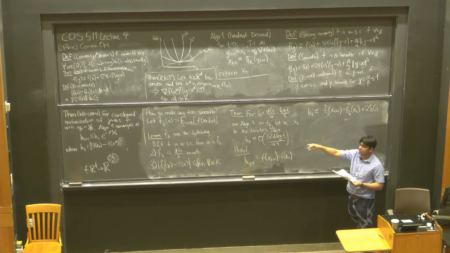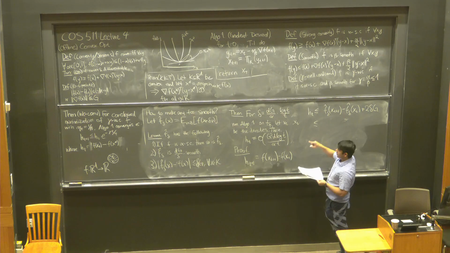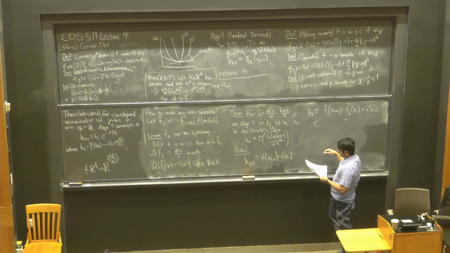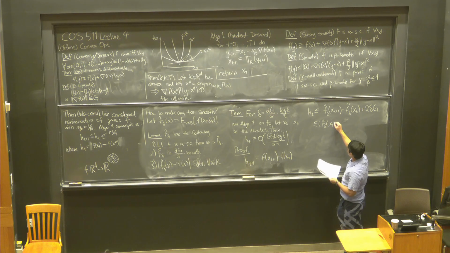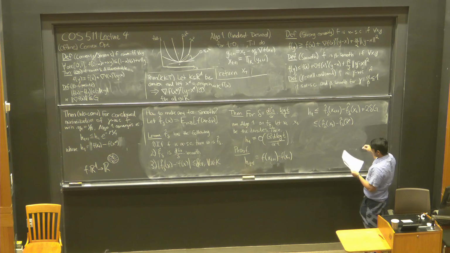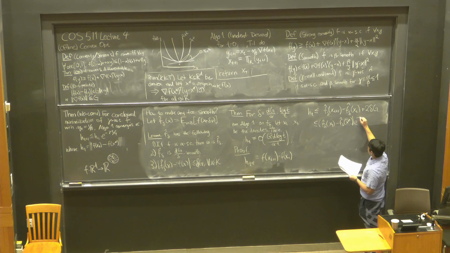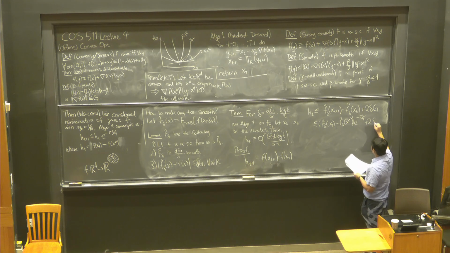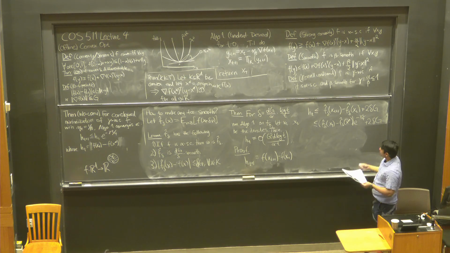Again, we apply the well-conditionedness theorem, which states that this is at most f delta of x1 minus f delta of x star, times e to the minus gamma t over 4, plus 2 delta g. And that's pretty much it.